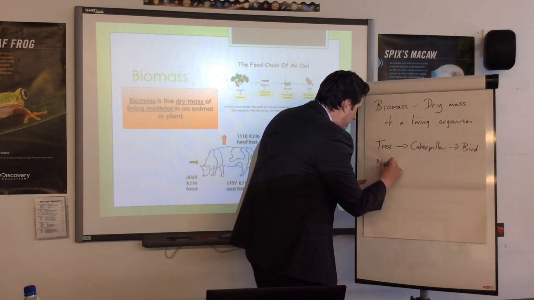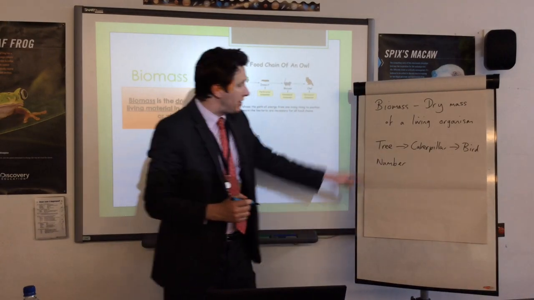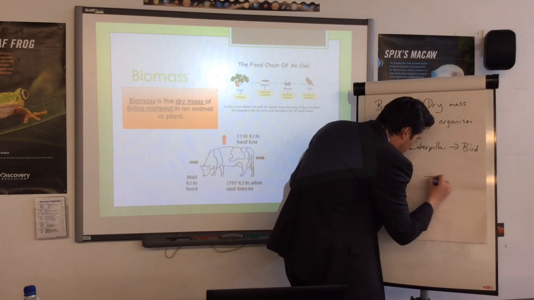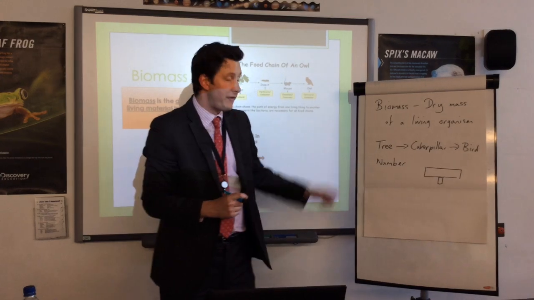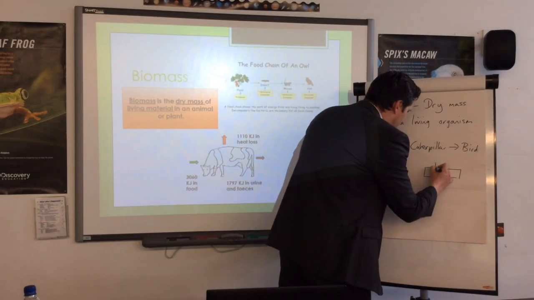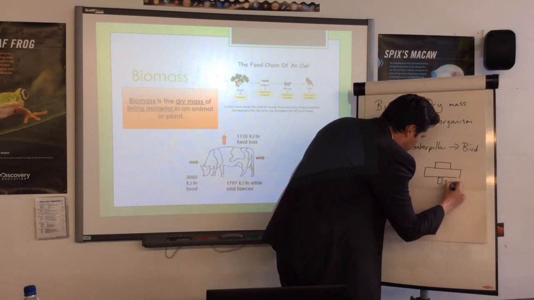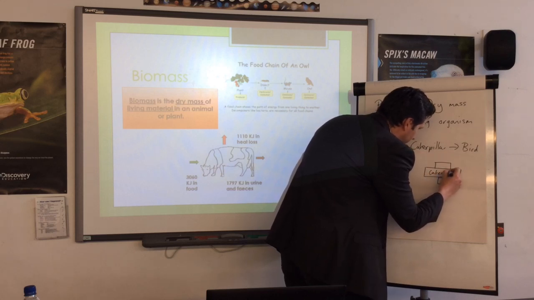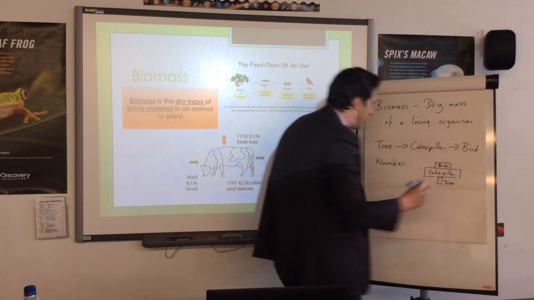If I'm to do a pyramid of numbers, that would have quite a strange shape. The reason being is one tree could sustain thousands of caterpillars. Just one tree could have thousands of caterpillars on it. And those thousands of caterpillars could feed 100 birds, maybe. So that's my tree. You have to label these. That's my caterpillar. And that's my birds. And that's pyramids of numbers.